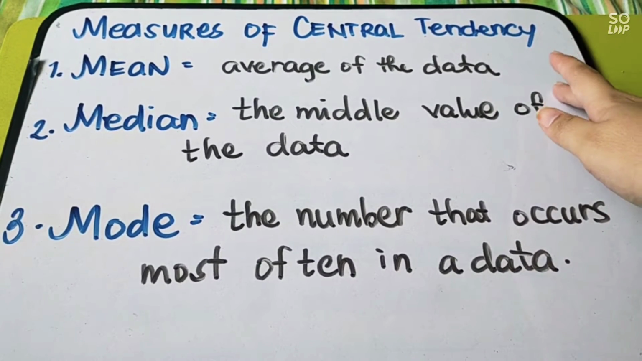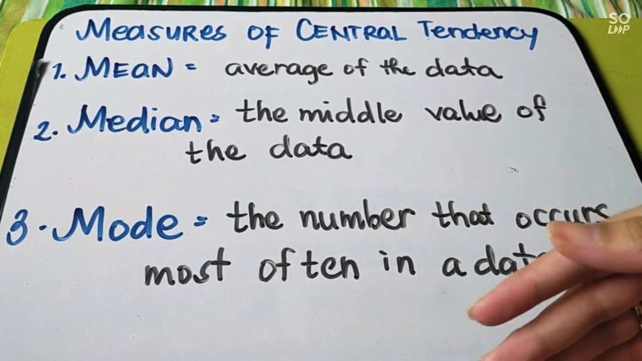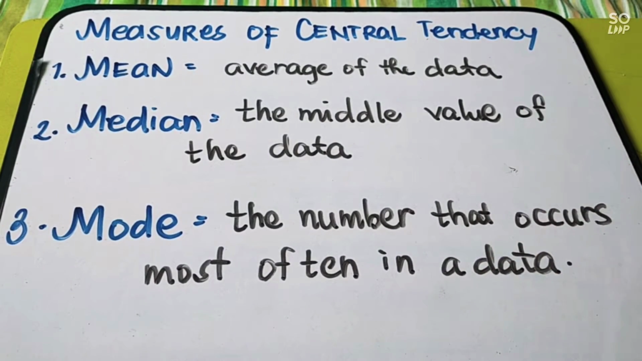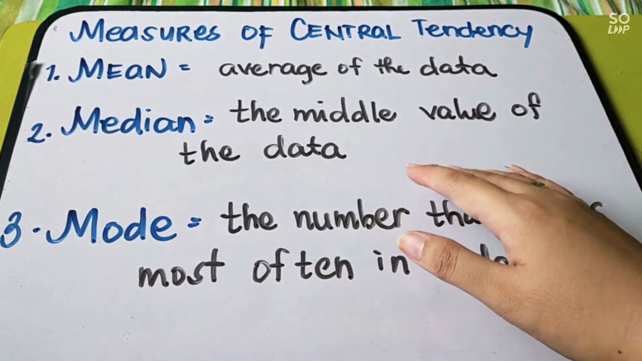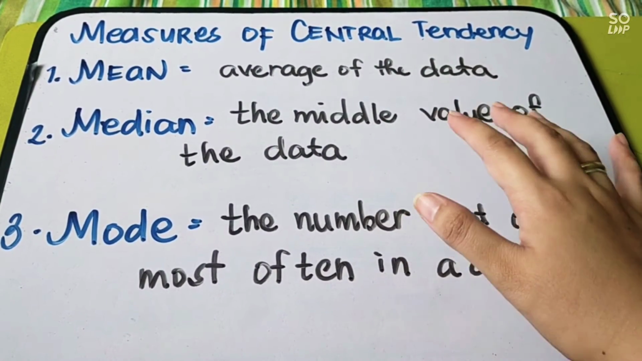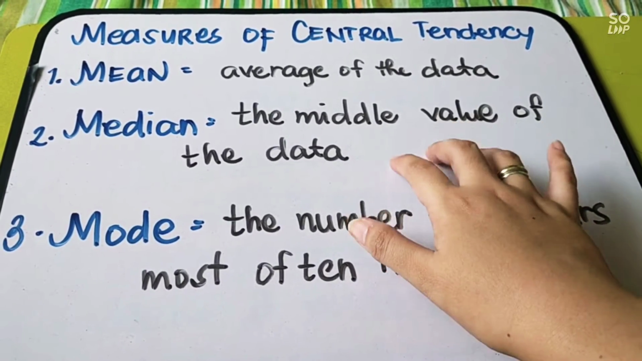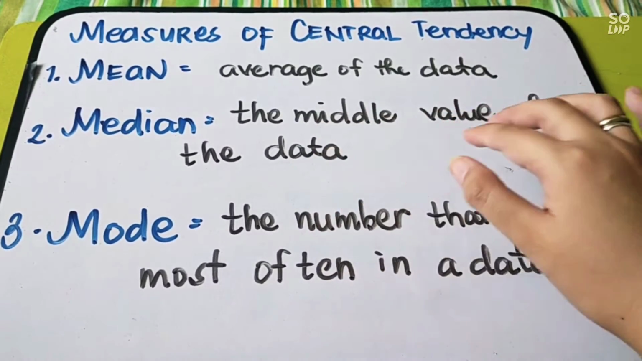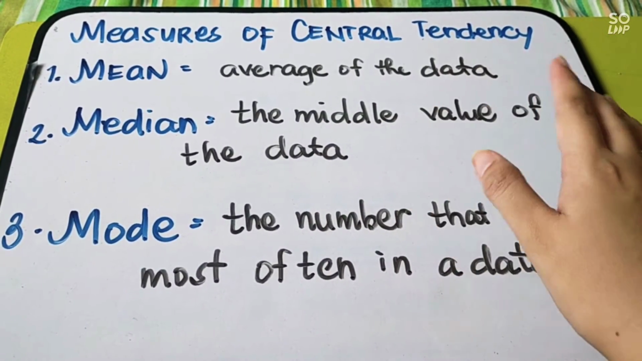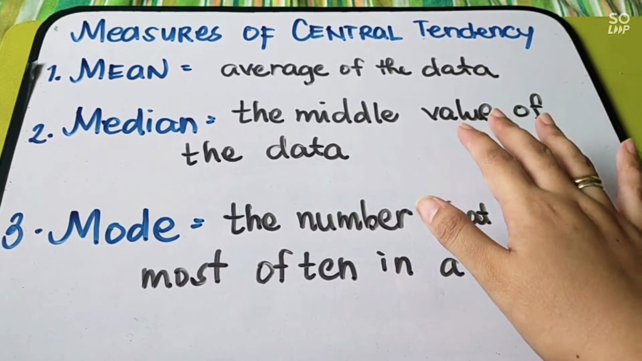So, how will you get the average? Add all the data, then divide it by how many data you added. Next, we have the median. Median means the middle value of the data. First, in median, you need to arrange your scores from lowest to highest, in ascending order, then find the middle value. So, that's the median.